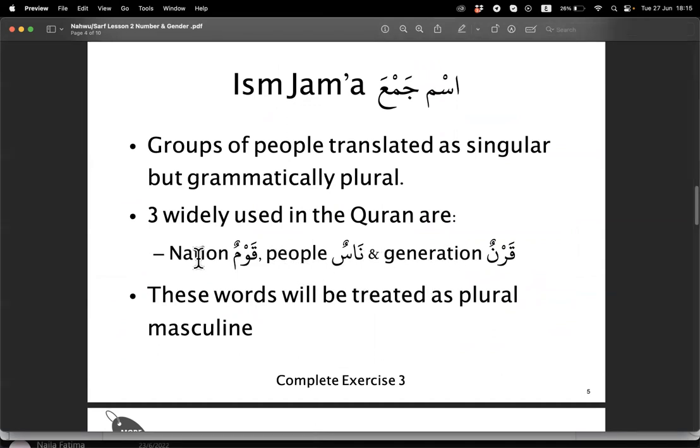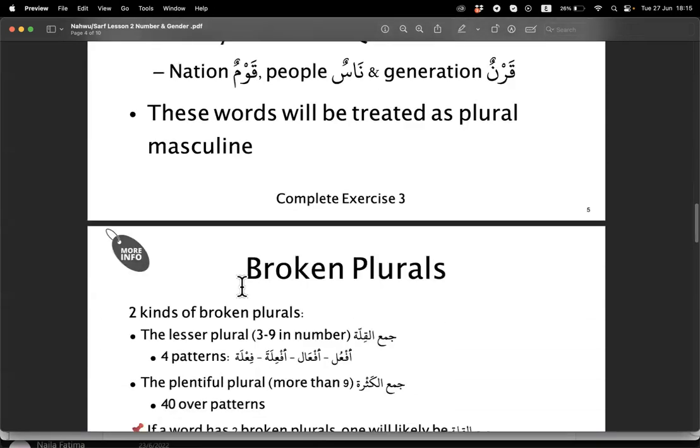So you can see that it's kind of singular, but it's kind of plural, right? You can have many nations, but a nation itself is a group of people. People is a group of people. Generation is all groups of people. So this kind of words, they are treated as plural masculine, even though it looks singular. You see the Rafa ending sound, but you treat this as plural masculine. So we come back to this.